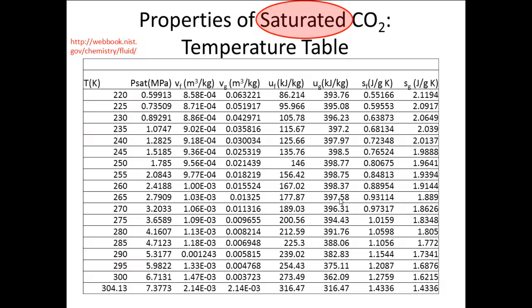There are ordinarily 2 different saturation tables. We are using the temperature table, which just means that it has round numbers for temperature. Let's go to the line of the saturation table corresponding to the specified temperature, 300 Kelvin. We can read the saturation pressure at 300 Kelvin from the table. And we see that Psat is equal to 6.7131 megapascals.